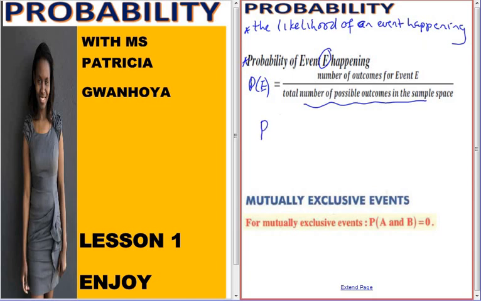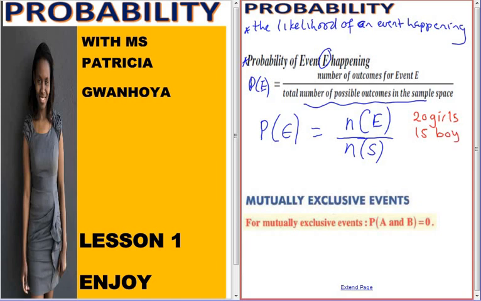So in short, I'll write it like this most of the times. That is the number of outcomes in E over the number in the sample space. So it's simple like that. You already know these things. However, let's just say you were in a classroom where there were 20 girls and then there were 15 boys. And then my event is you picking a girl. If everyone is equally likely to be picked, what is the probability that you'll pick a girl?